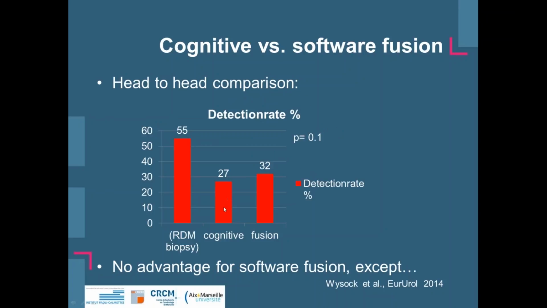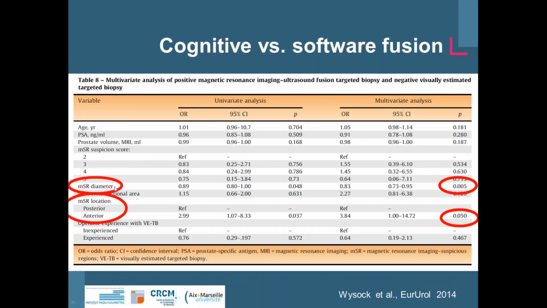Here again, another study compared cognitive fusion with software fusion, not showing an advantage regarding the detection rate, with the exception of those cancers that were of small diameter. And it makes sense. These are definitely the lesions that are the most difficult to identify and to target, as well as the lesions that were localized anteriorly in the prostate. And this also makes sense. The more anterior you are, the further away you are from the prostate probe, and the more likely you are to get out of range, not being at the right area.